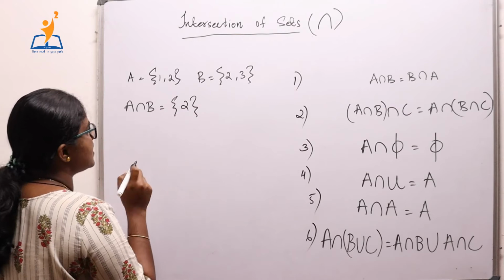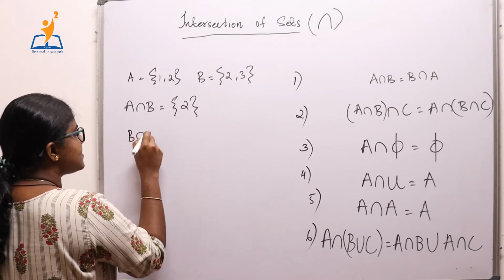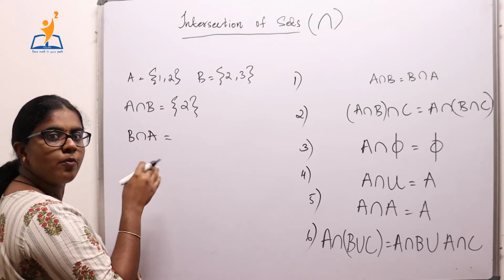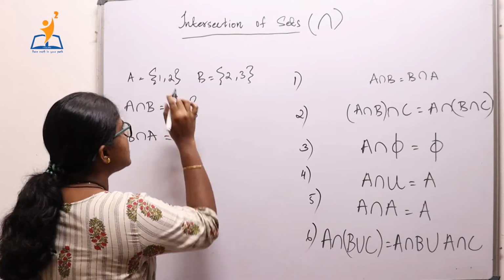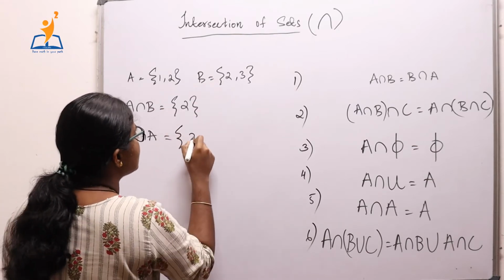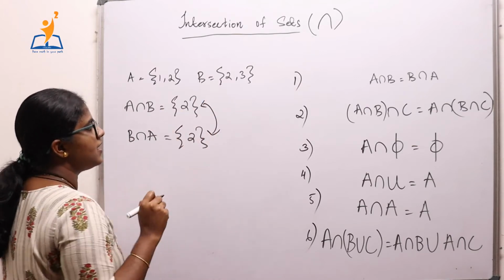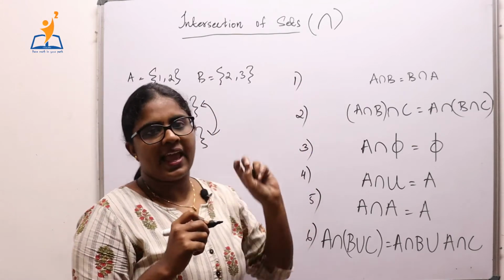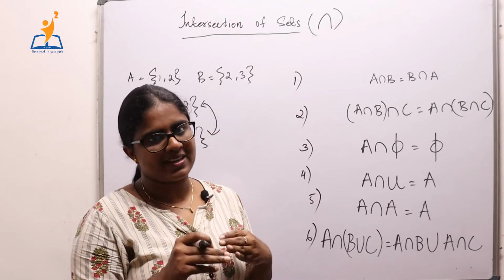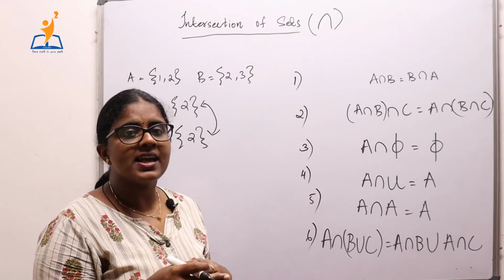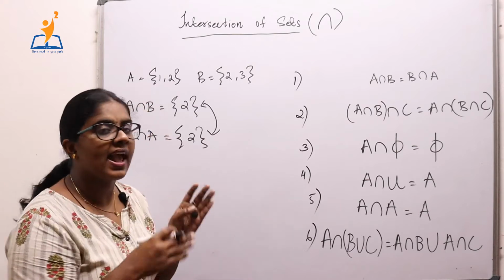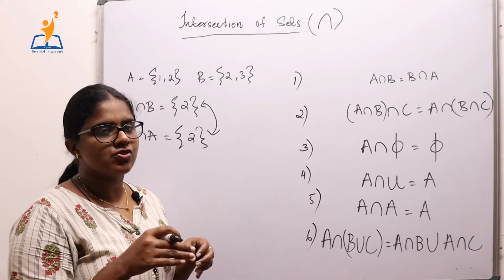So A intersection B is 2. Now what is B intersection A? The elements which are common to B and A, and we know that for B and A the common element is 2 only, so it is 2, and both of these are equal, and hence A intersection B is equal to B intersection A. For any example you take, you will get A intersection B is equal to B intersection A.